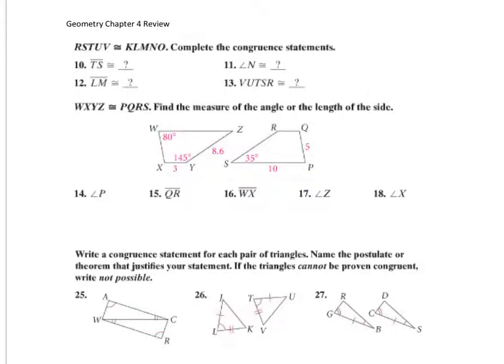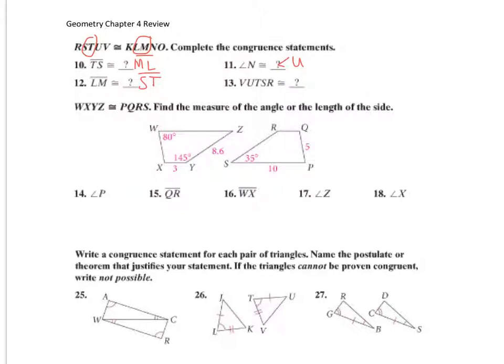Alright, to complete the congruent statement, you have to match up the letters. So TS are letters 3 and 2 over here, so I'm going to write the third and second one over here. So it's ML with a segment bar. Angle N is the fourth letter, so that matches up with angle U. Make sure you're putting angle symbols. LM is the second and third letter, so that matches up with ST in that order.